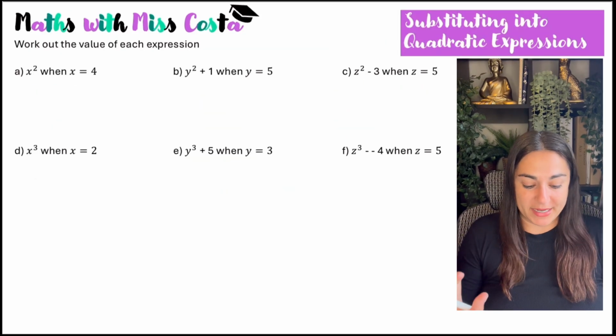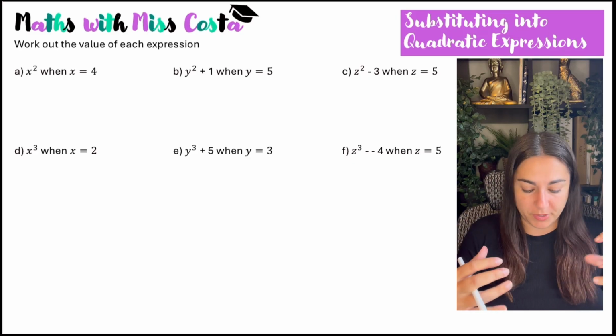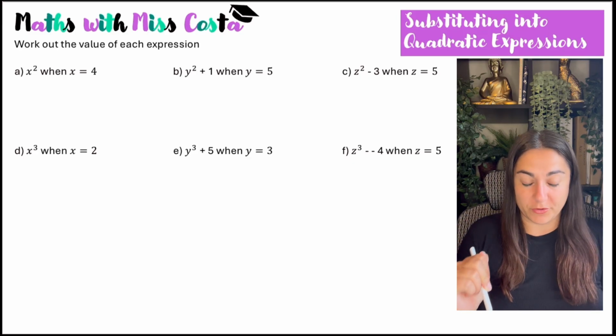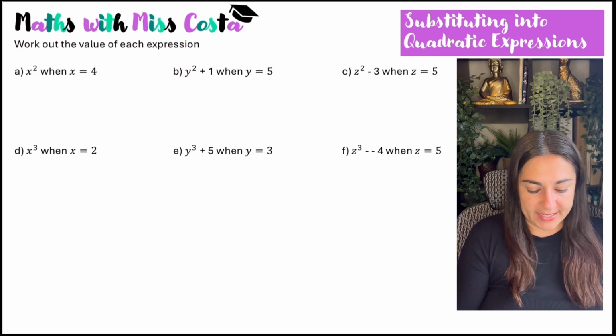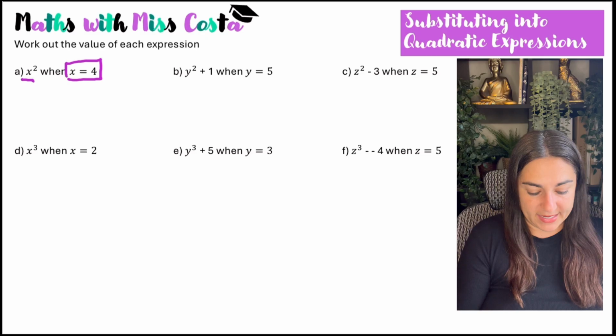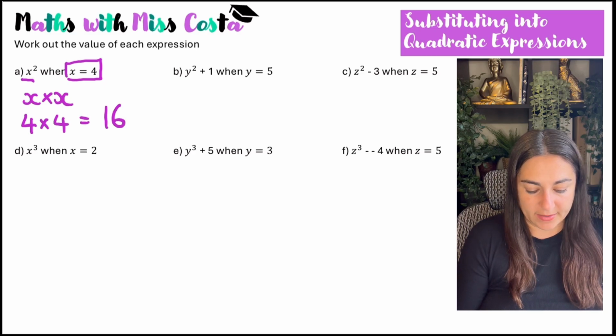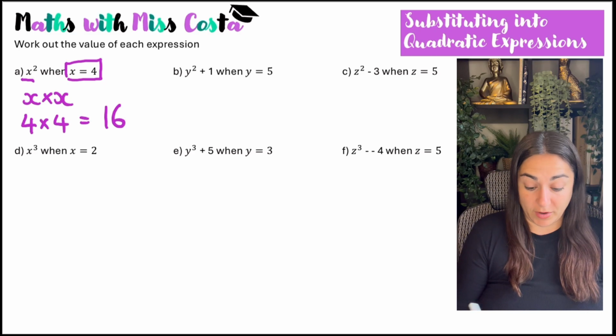Okay, so now I need to work out the value of each expression. An expression is just something that's got algebra and numbers in it, or just algebra, and they're telling me the value of the algebra. So work out the value of x squared when x equals 4. Well, what does x squared mean? It means x times by itself. And because x is 4, that means I'm going to need to do 4 times 4, which is 16. You could also have realised that you could just write 4 squared.